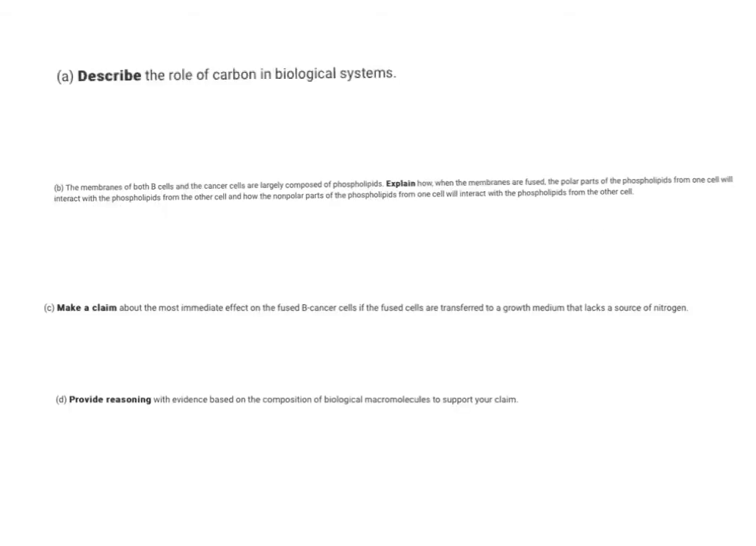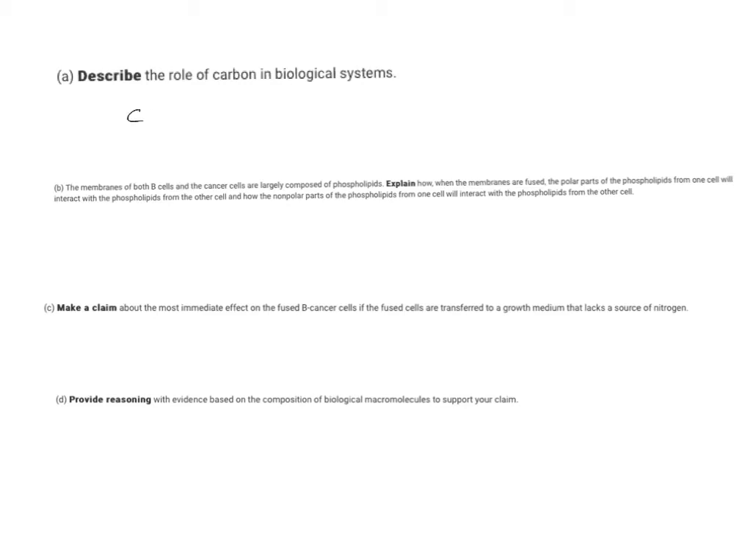Okay, so now that we have a little bit of an idea of the context, let's look at the questions. The first question here is to describe the role of carbon in biological systems. And we're familiar with this because carbon, remember, has a valence of 4, which gives it lots and lots of flexibility in building macromolecules. And so this question is mainly just asking that, right?